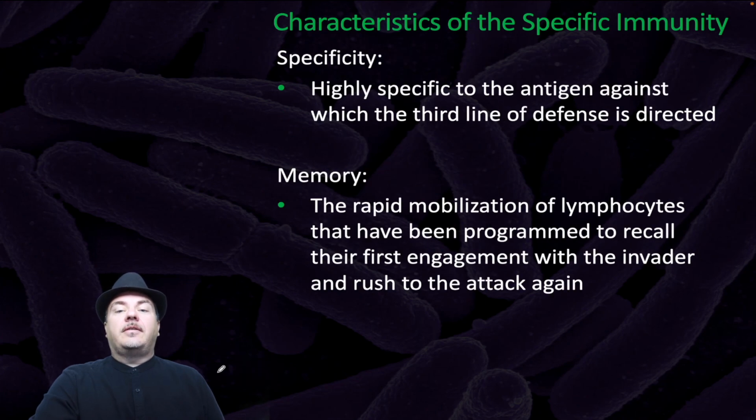Specificity refers to the fact that specific immunity is highly specific to the antigen against which the third line of defense is directed. Memory refers to the rapid mobilization of lymphocytes that have been programmed to recall their first engagement with the invader and rush to attack again.